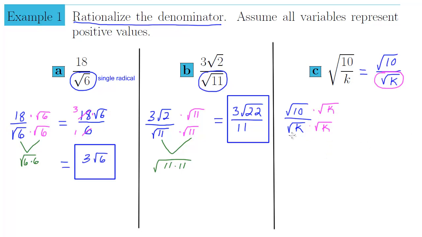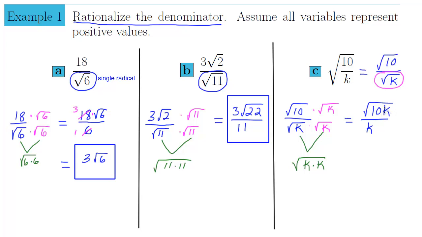Now on the bottom, root k times root k gives me 2 factors of k underneath the square root. So my square root is going to take that pair of factors and give me a single factor back outside of the square root. So root k times k is simply k. Then on top, root 10 times root k is root 10k. Now root 10k does not simplify. Alright, there's not a pair of factors in 10, there's not a pair of k's that I can get rid of.